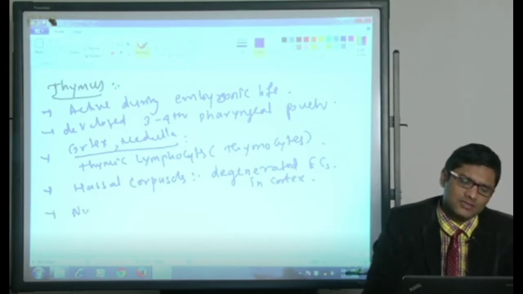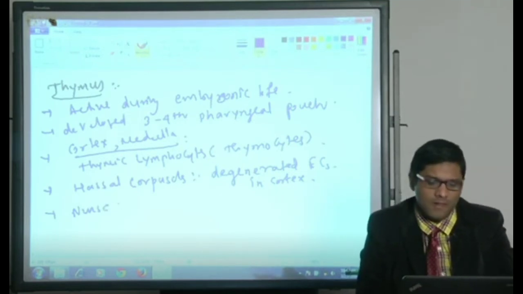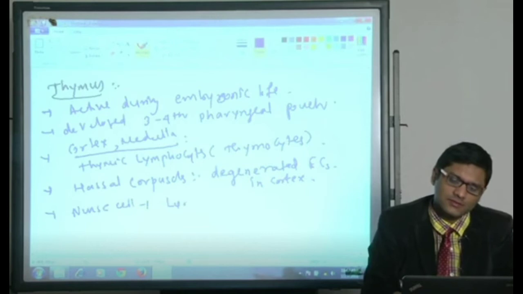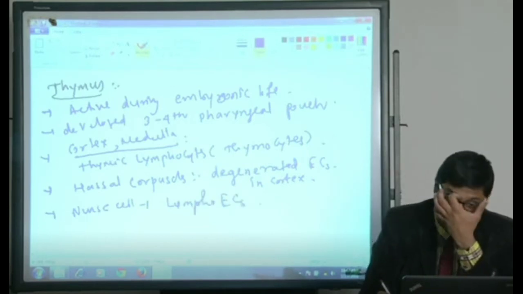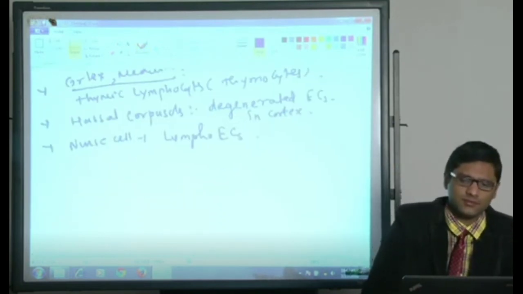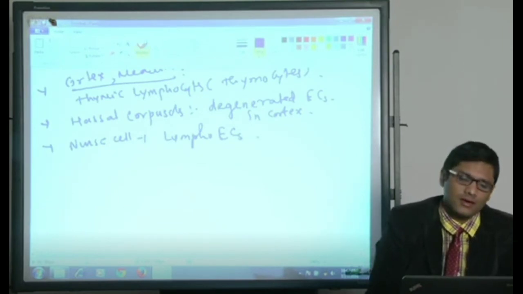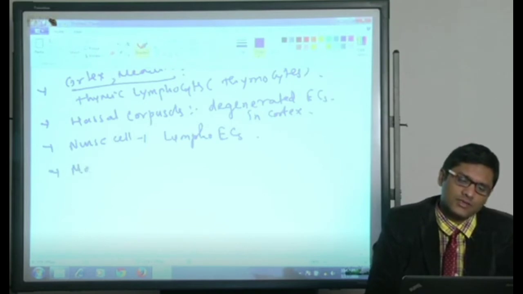Apart from that, Nurse cells also will be there. Nurse cells are specialized cells which are lymphoepithelial cells. What is the role of the thymus? The role of the thymus is maturation of T cells.